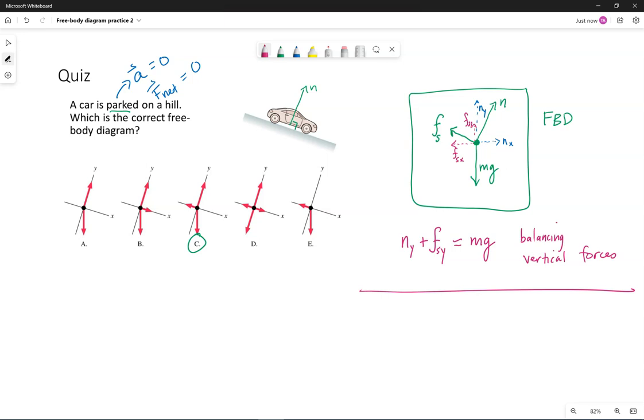We would need to balance the X components as well. Again, because in this specific problem the car's parked, that leads us to knowing the acceleration is 0, which means the net force has to be 0. So looking at my free body diagram, we have 2 X components of forces. So we would say that the X component of the normal force would have to equal the X component of the friction force. This balances the horizontal forces.